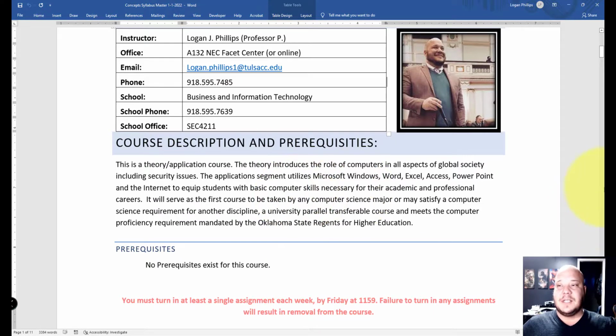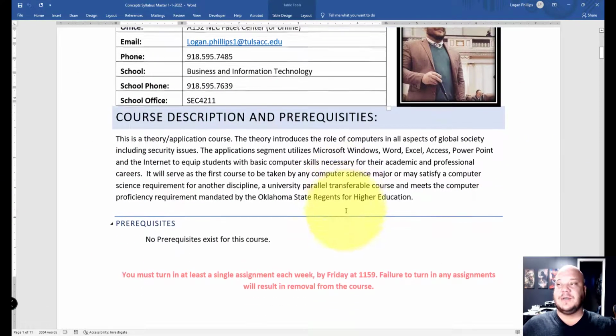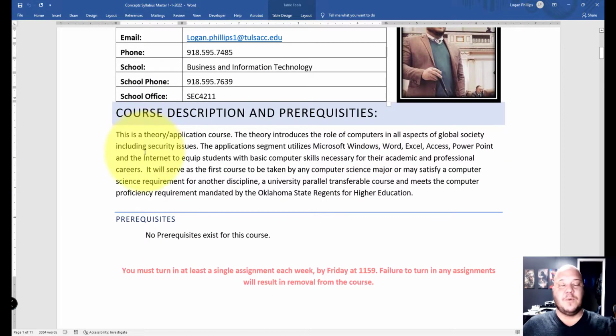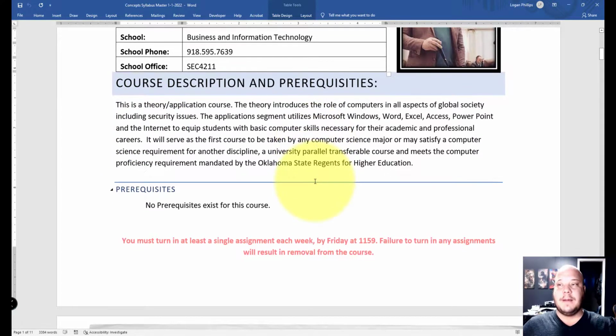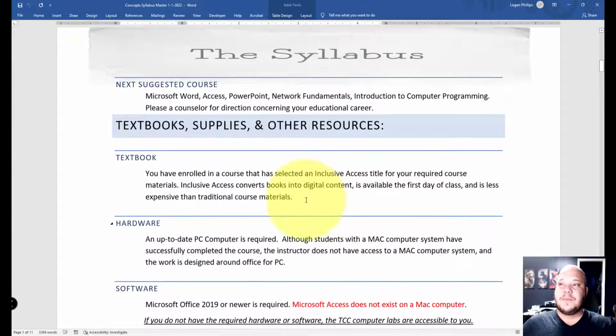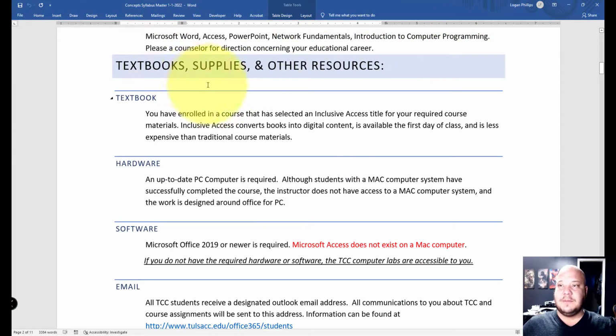The next piece of your syllabus, we'll talk about the type of course you are in. If that is concepts, it's a theory application course. If it's Word, Excel, Access, PowerPoint, you are in an application course. Your next suggested courses will be listed below that.